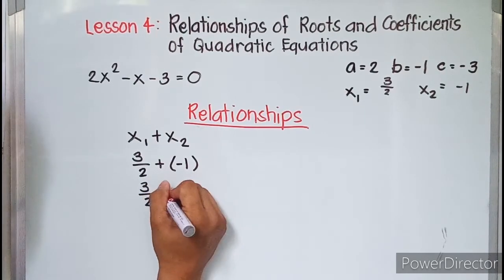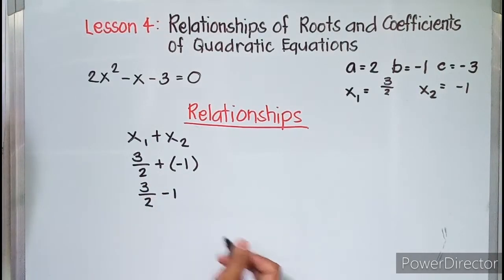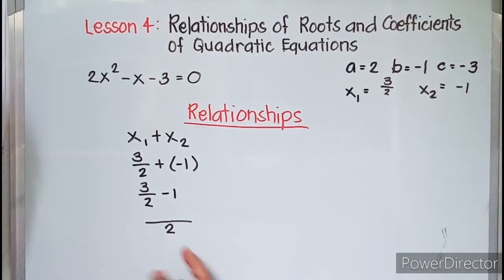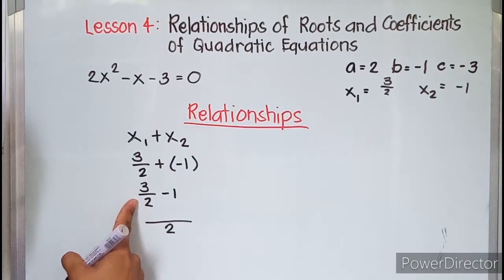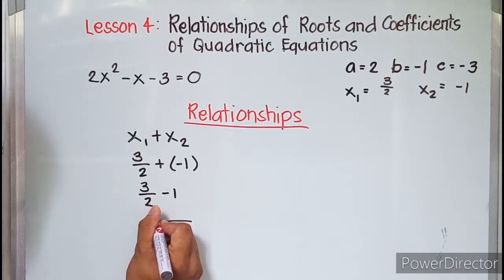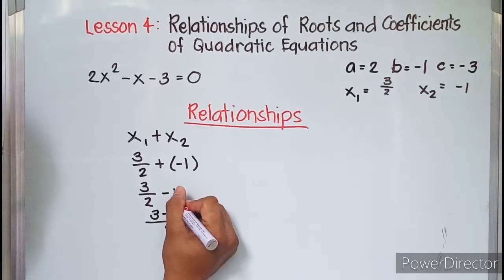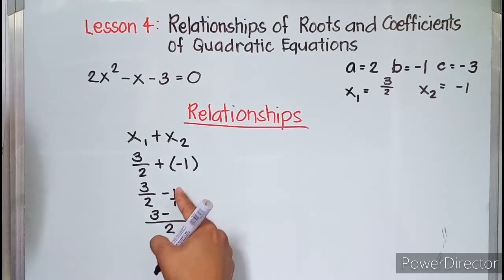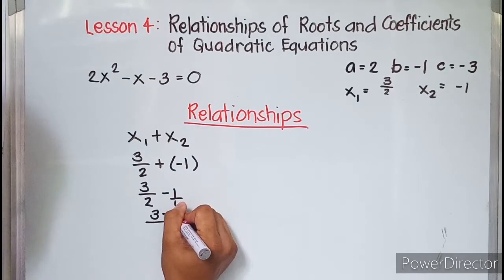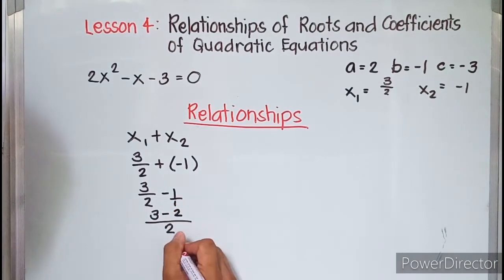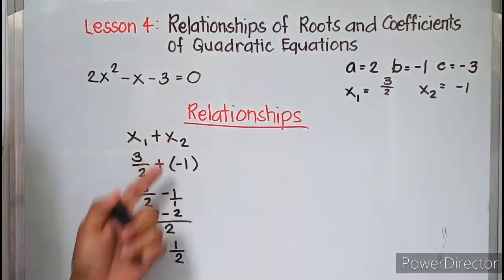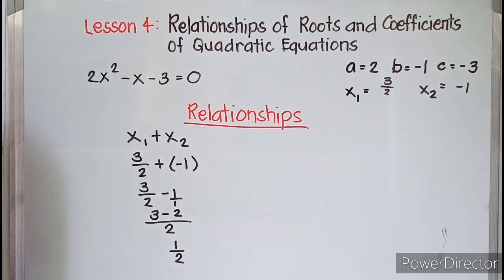Positive times negative is negative 1. So, getting the LCD, which is 2. So we have 2 divided by 2 is 1 times 3 is 3. Minus, so the denominator of 1 is 1. So 2 divided by 1 is 2 times 1, that is 2. So that is equal to 1 over 2. So if we add x sub 1 and x sub 2, the result is 1 over 2.